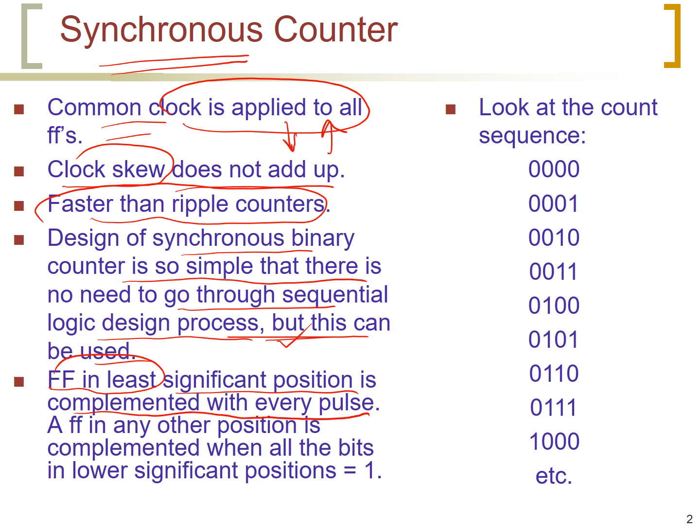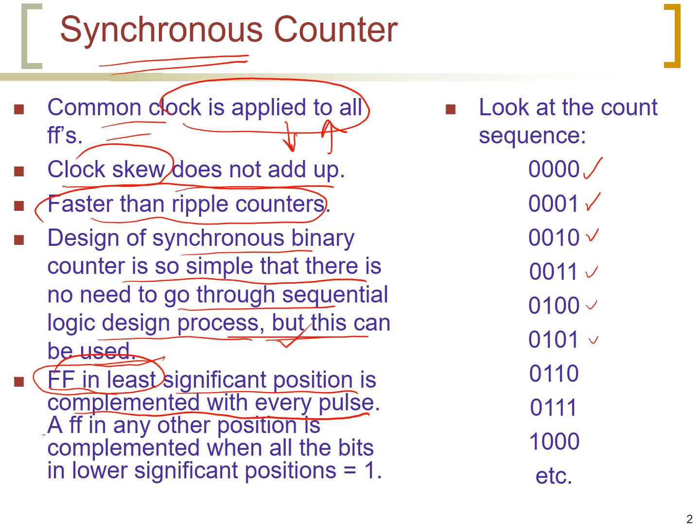Let us look at the count sequence here. The first bit is first 0, then 1, then 0, then 1, 0, 1, and so forth. So that's what we mean. The flip-flop in the least significant position will be complemented with every clock pulse.